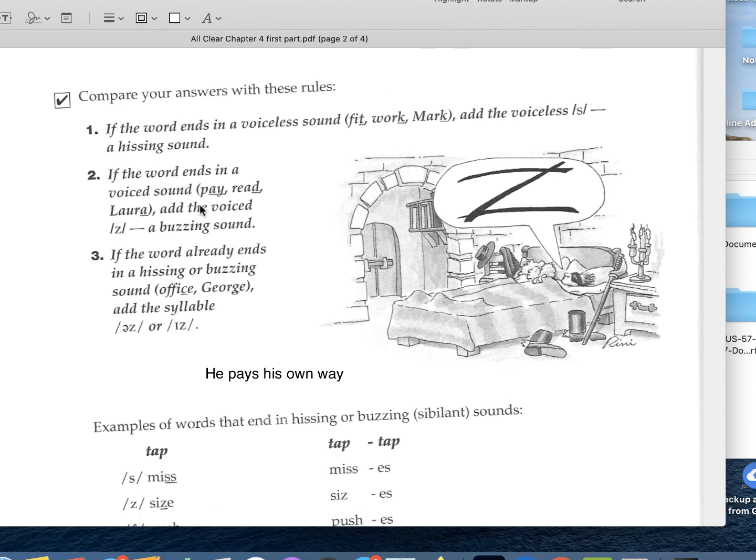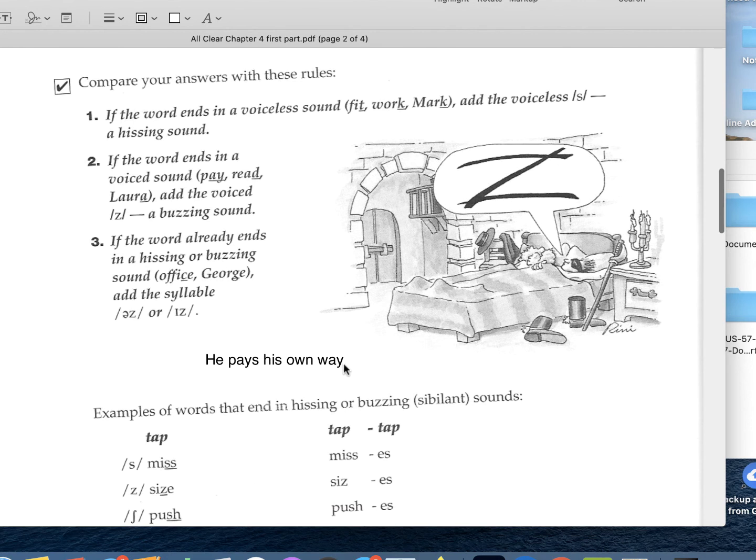If it ends in a voiced sound, then turn the S into a voiced sound, which the S counterpart is a Z, right? It's that pair. Now, in the third rule, if the word already ends in a hissing or buzzing sound, like office or Georgia or garage, okay, add the syllable uz or iz, right? So let me make a sentence with that. Let's see how we go here.